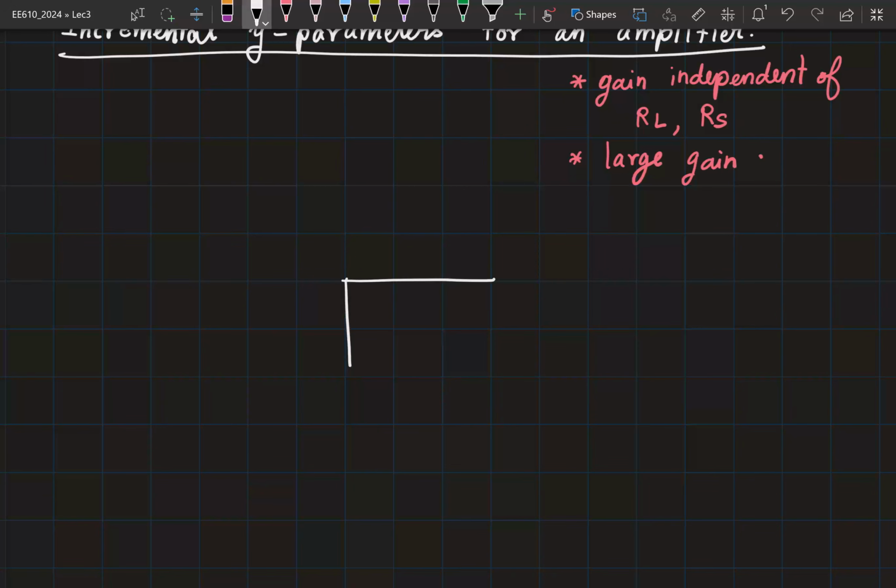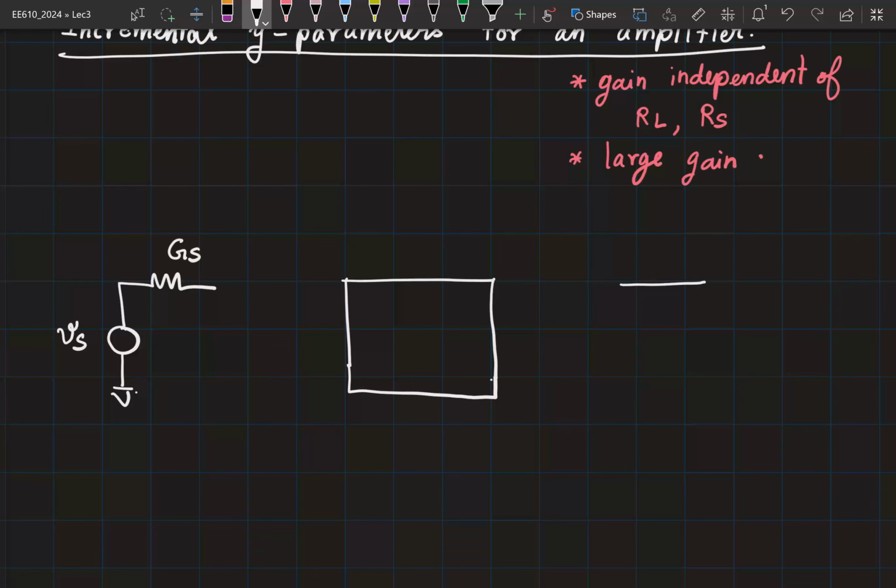So we took some incremental Y parameter network. I'll write it as GS. And connected some voltage source Vs to it. And then we also connected a resistor with conductance value GL to it. How did we replace this network as?